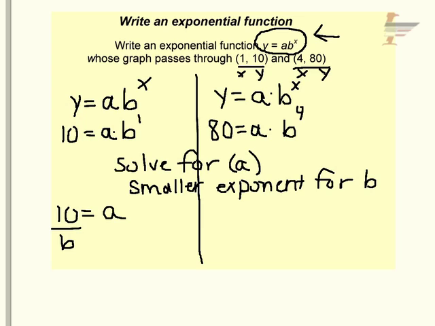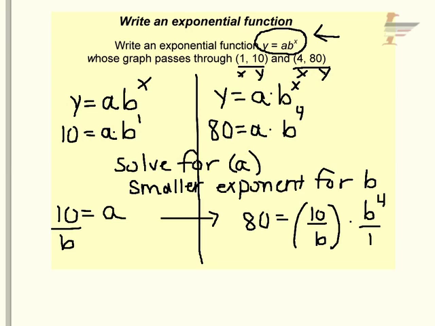And then I can substitute that into the other equation. So I'm going to have 80 equals, I'm going to substitute 10 divided by b in for the a, and that's times b to the fourth. I'm going to stick that b to the fourth over 1. Again, an unnecessary step, but it might be helpful to see what you're multiplying. So again, I substituted 10 over b, since it equals a, in for this a, is what I did there. And then, of course, it's just a matter of simplifying. So 80 equals 10 times b cubed, because b to the fourth divided by b is b cubed.